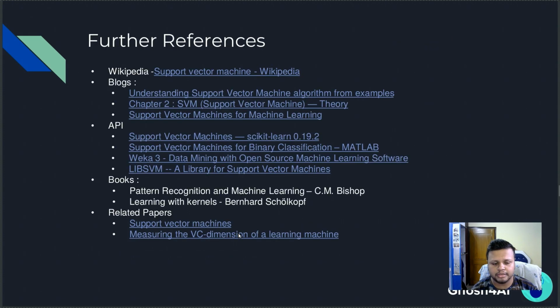And now we'll be looking at some of the references that we have. Again, there is Weka 3, which has libSVM support. libSVM is one of the most commonly used libraries for support vector machines, and Weka 3 has support for the libSVM package, which runs in the backend. Otherwise, you can use support vector machines for binary classification in MATLAB, or you can use support vector machines in scikit-learn, which works with the Python language.